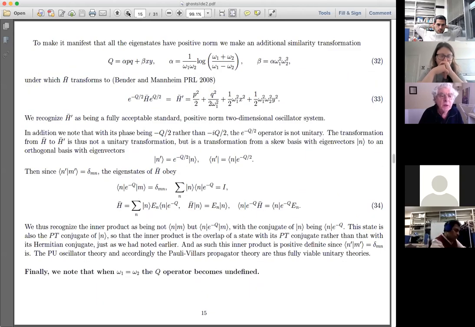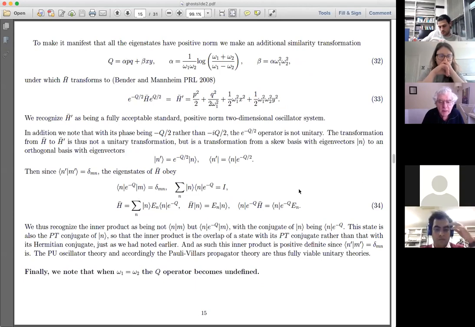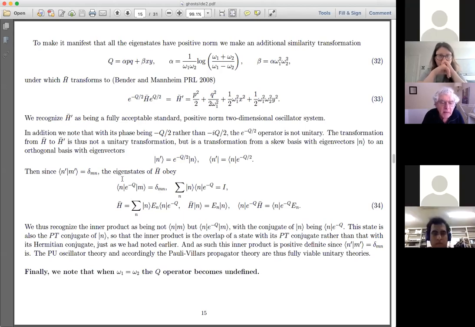And the reason that you will have to be careful is because the operator Q is not unitary. The operator e to the Q is not unitary. It's a transformation from a skew basis to an orthogonal basis. Now you can construct the eigenstates of H prime, and they're just standard delta functions, but they are related to the original states of the H bar. And what we find is that because n prime is a delta function, n e to the minus Q m is also a delta function, and that's the norm. That's the scalar product of the theory.